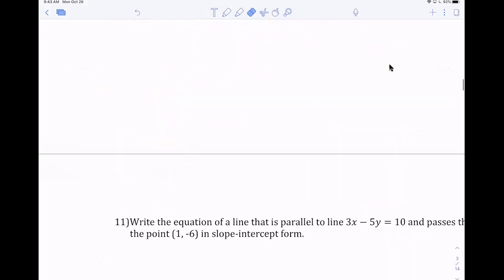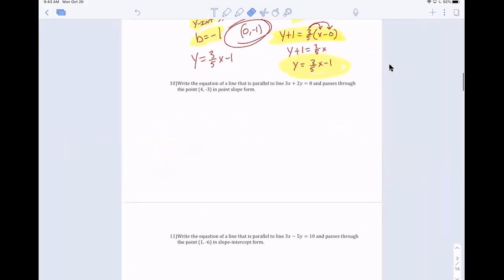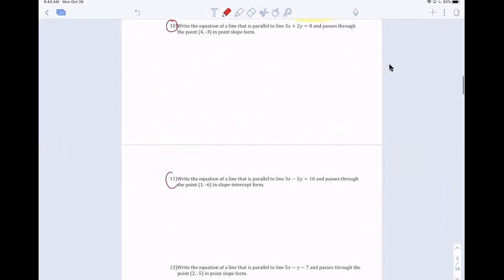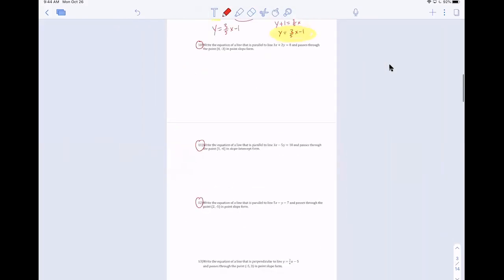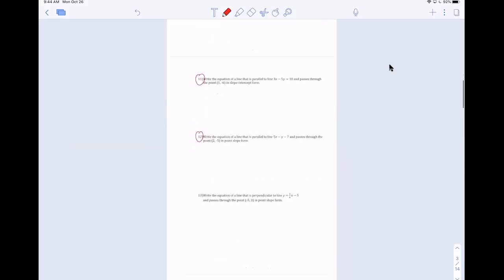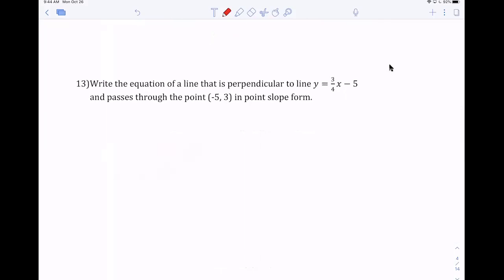All right, now, how much time do we have? Like 8 minutes. Okay, so listen, I want to circle 10, 11, and 12, and I want you to do those for homework. Because now I want to talk about perpendicular. All right, Reagan, you paying attention still? All right, so perpendicular.